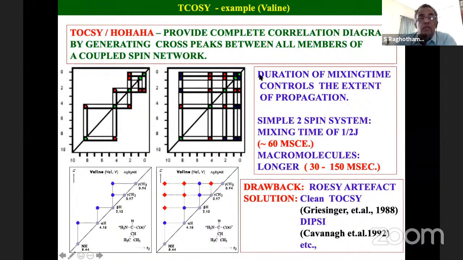Now there are certain ways to use this, and those details are given here. One drawback of this is that there is another spectrum called the ROESY spectrum, so you may get some artifacts of that. That is why they developed the DIPSY sequence and the other sequences I showed you, to clean it up. So depending on what kind of information you want, you can choose those pulse sequences and then proceed.